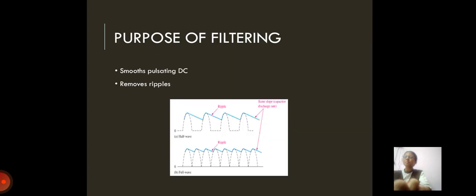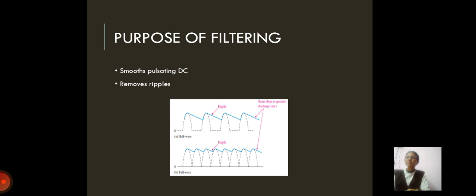And the third step is filtering. Here the purpose of filtering is that it smooths the DC and removes the ripples. Here we observe the output from the half wave rectifier. The first one is the output of the half wave rectifier. Here the blue lines represent the ripples. It removes most of the ripples here.